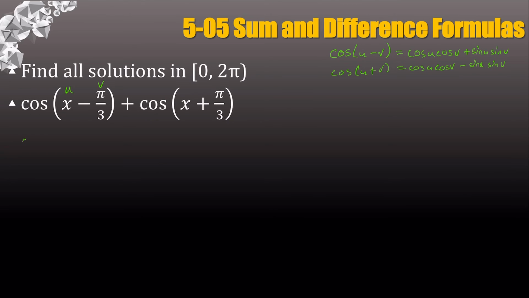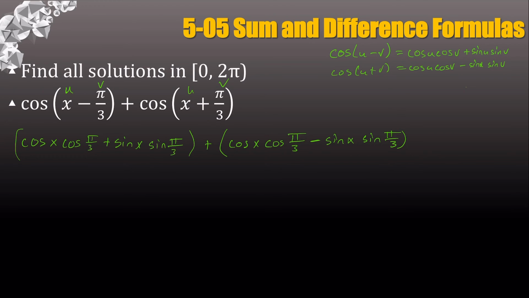So for the first one, it's cosine u cosine v plus sine u sine v plus, and now it's the second one, cosine u cosine v minus sine u sine v. So this was u and v.